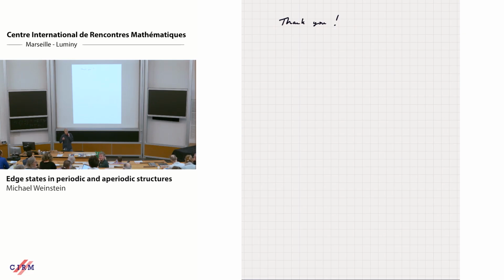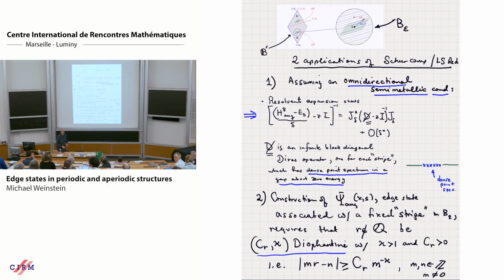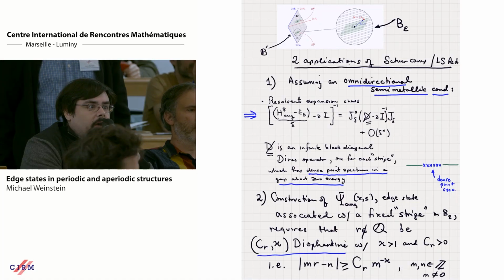You said in the last slide that you have to have this Diophantine property for the irrational number that you have there. What happens whenever you lose that Diophantine property?